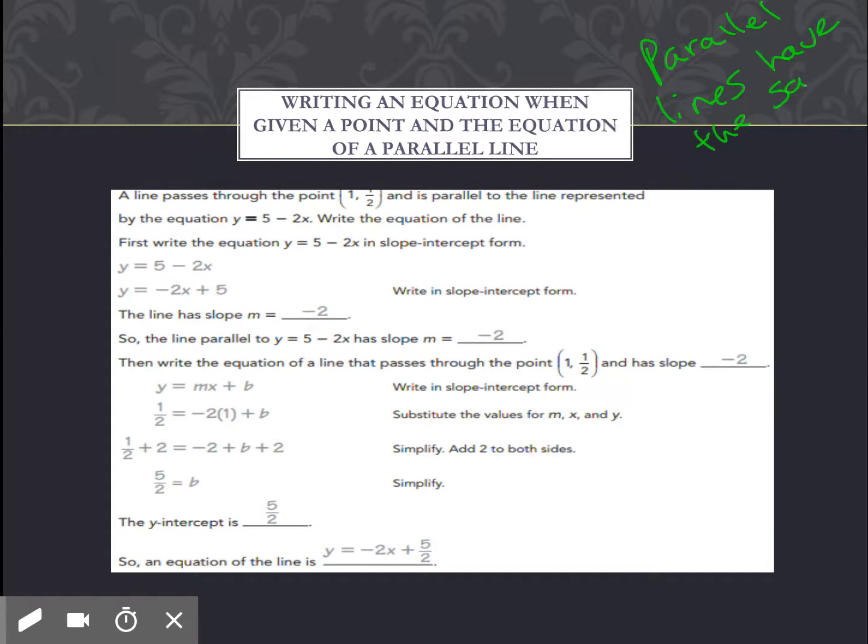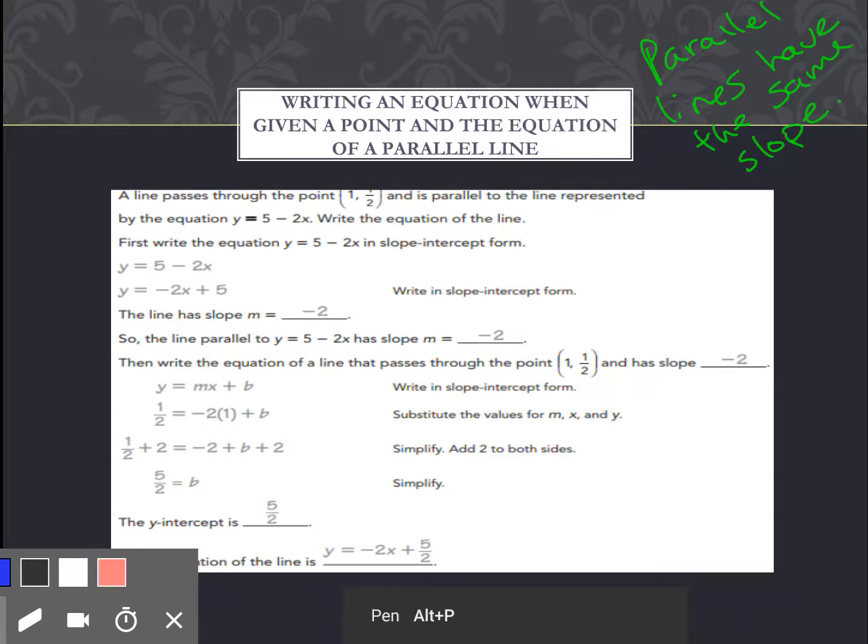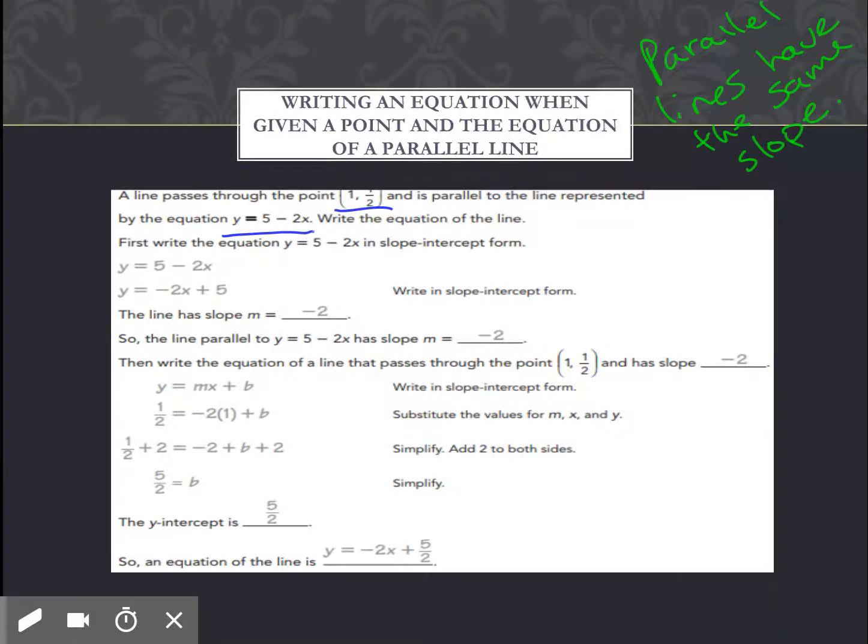So essentially, if you have the equation of a line that's parallel, you actually have the slope. And we're going to be doing what we did in the last couple questions. So we can go through this example. We have the point where x is 1 and y is 1/2. And then they give us the equation of the line y equals 5 minus 2x.